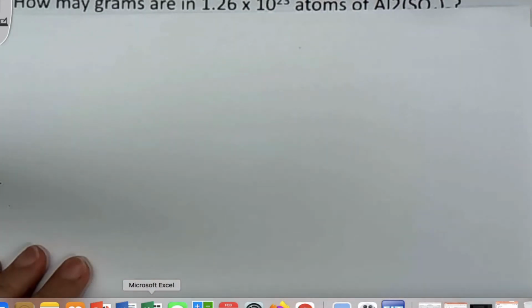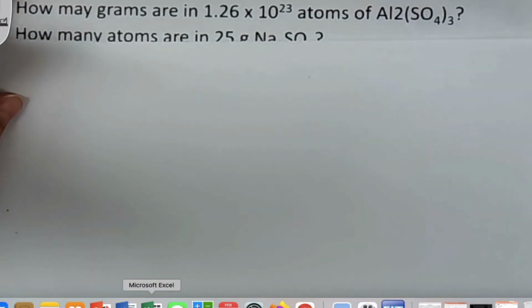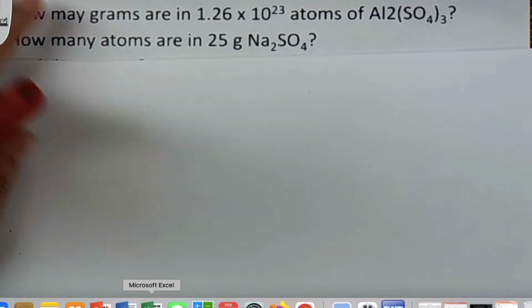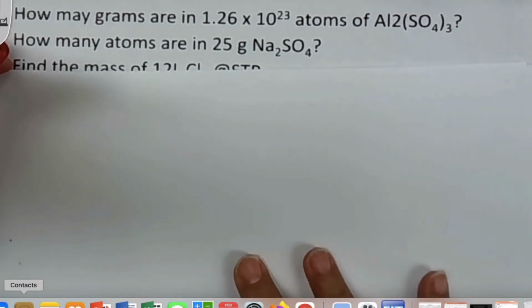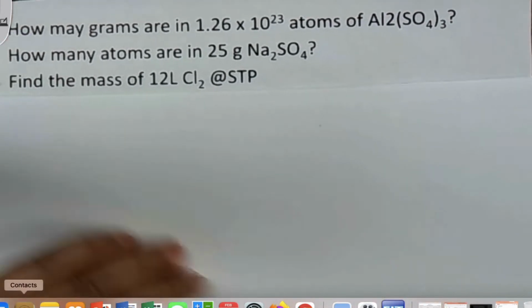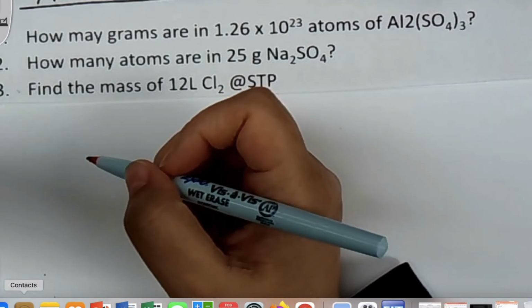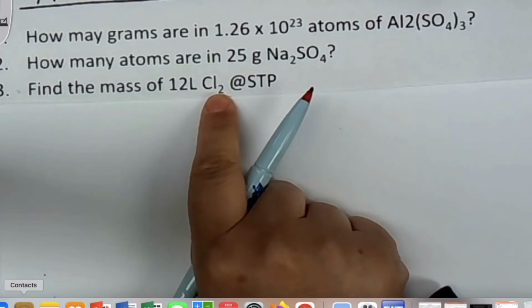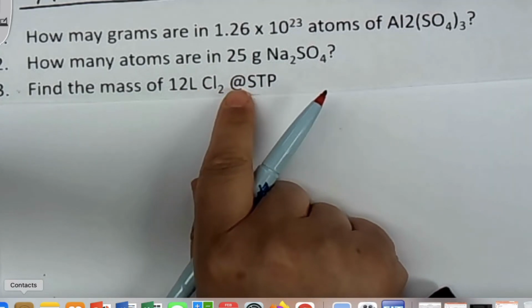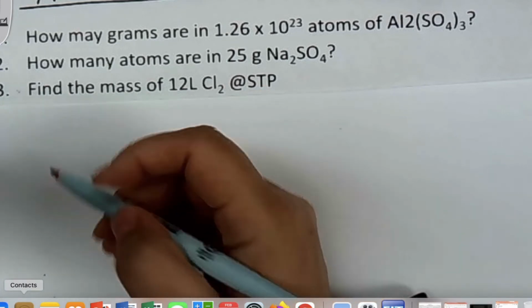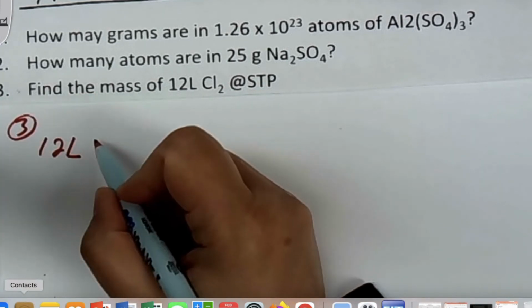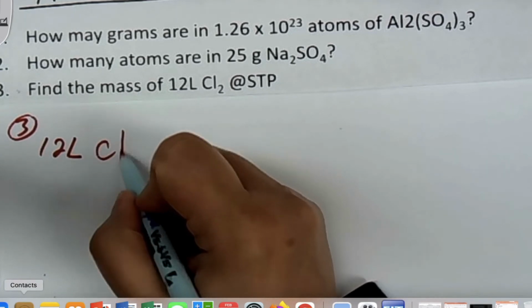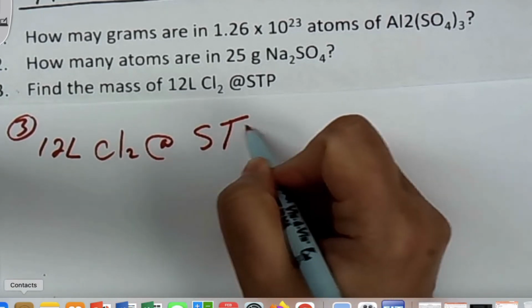Okay, that's number 1 on your practice quiz. Number 2, you can pause the video when you need to. We're going to do number 3 next. Number 3 is find the mass of 12 liters of chlorine at STP. So 12 liters of chlorine at STP.